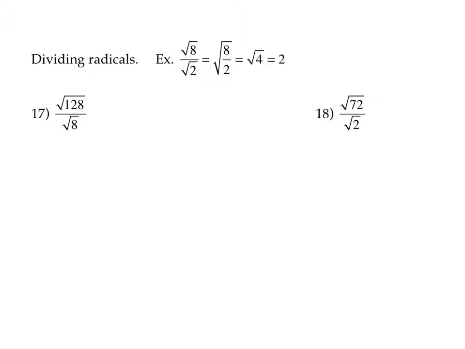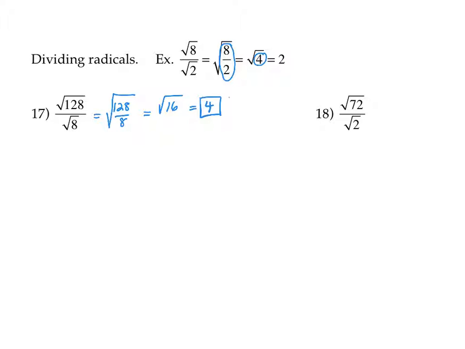Okay, when you're dividing radicals, you can choose to rewrite it as one big fraction underneath. So 128 divided by 8. Just like I did up here, I wrote it as a fraction underneath the radical. 8 divided by 2 gave me 4, and 4 is a perfect square, so the square root of 4 is 2. So if we take and divide 128 by 8 in this case, it's going to go into it 16 times. And then the square root of 16 is just 4.